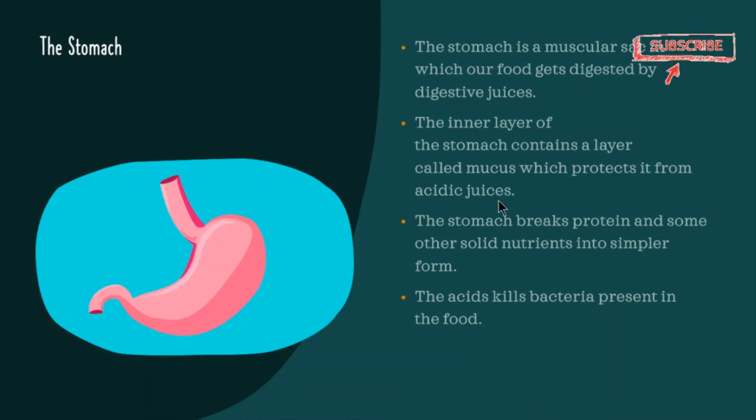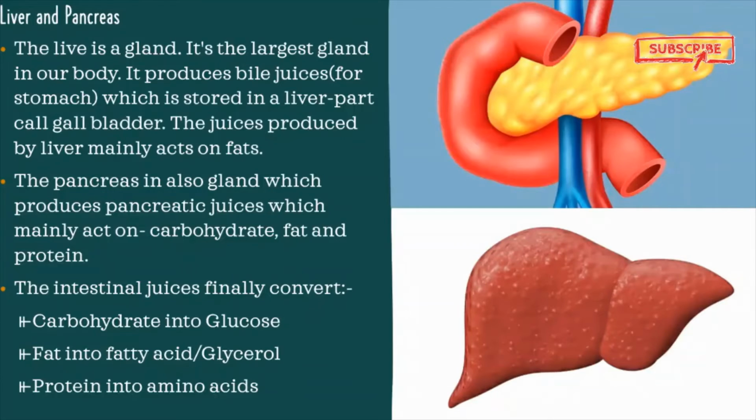As you can see, the stomach breaks protein and some other solid nutrients into simpler form. So it majorly breaks solid nutrients. The acid kills bacteria present in the food. There are also acids produced by the liver that kill bacteria present in the food. So let's get to the next slide, guys.